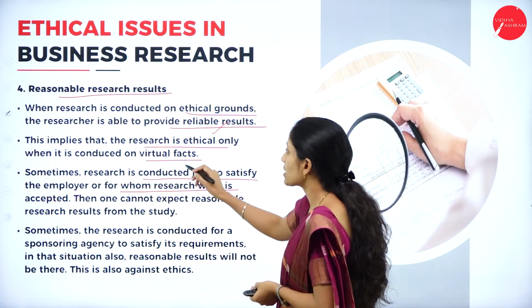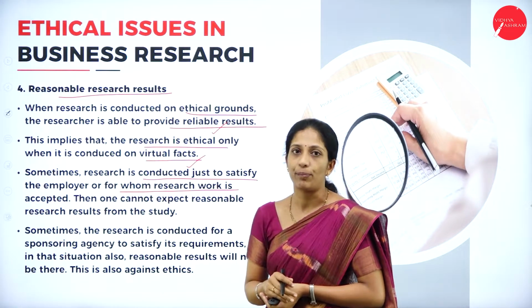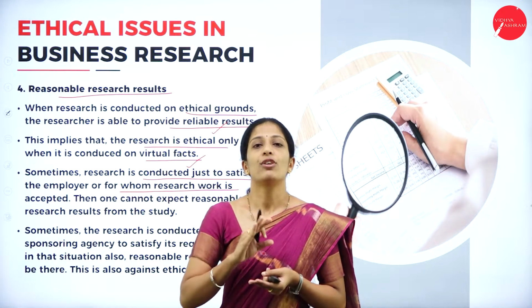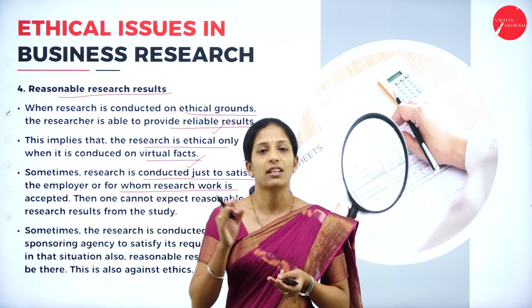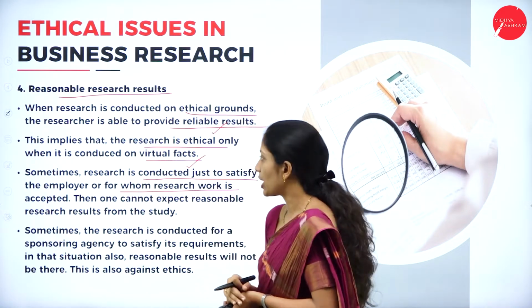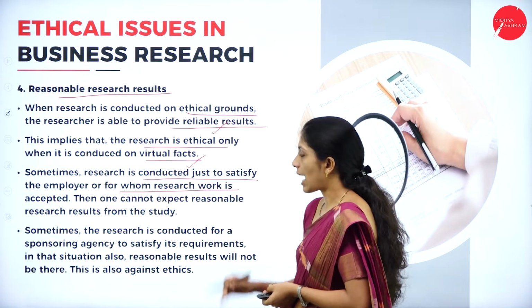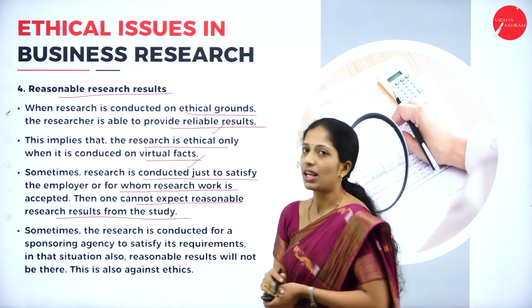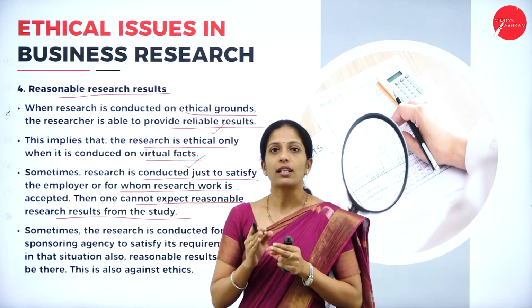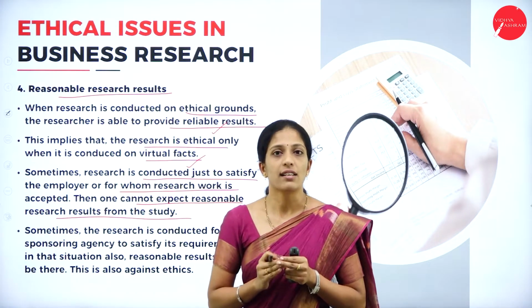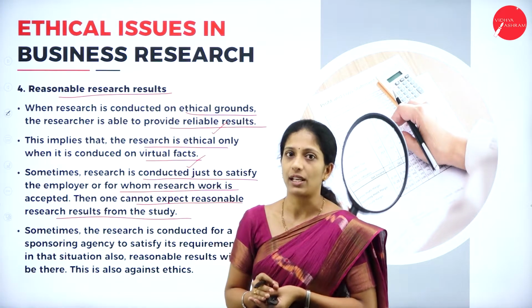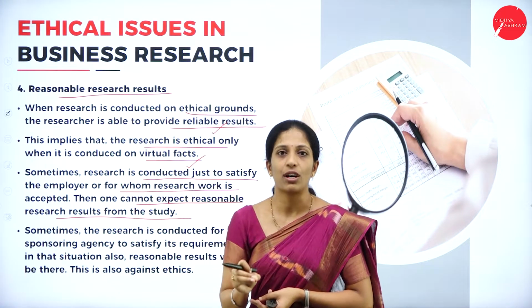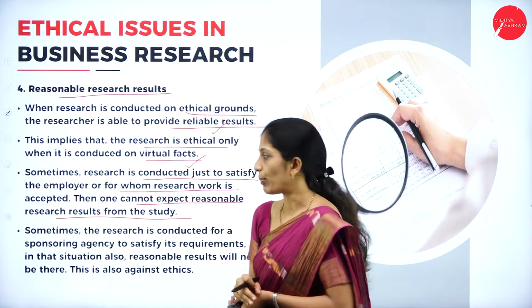So sometimes research is conducted just to satisfy the employer. Here the researcher should collect the information to satisfy himself, not to satisfy the employer of a particular organization or institution, or for whom research work is accepted. Then one cannot expect reasonable research results from the study. If it is not conducted in this manner, then the researcher will not get the information properly. He will do the work for the sake of others. So he has to think that he is doing the work for himself, then he will do it properly.